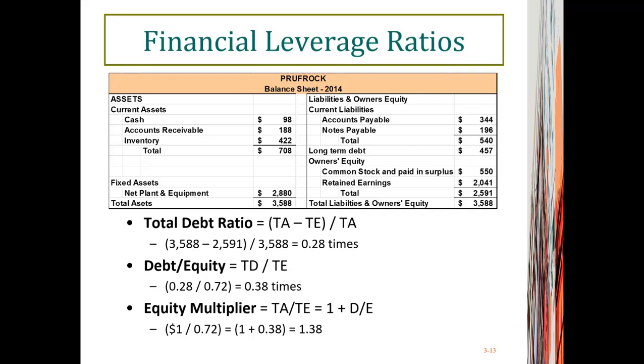So equity multiplier 1.38 means for each dollar of equity the company has, the total assets is 1.38, which means the operation and the size of the company has been leveraged up by 38% based on debt financing.